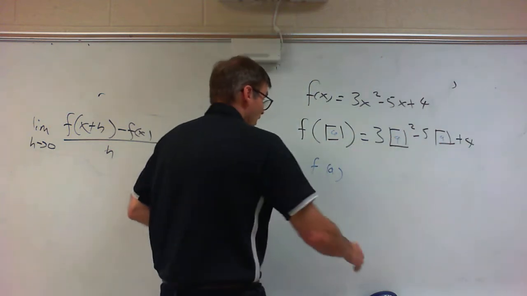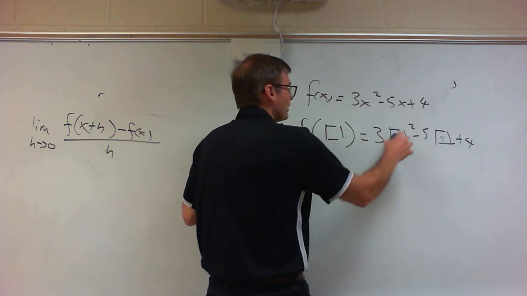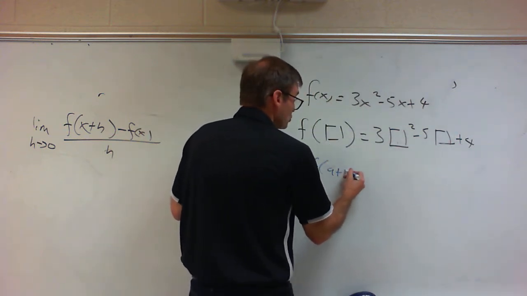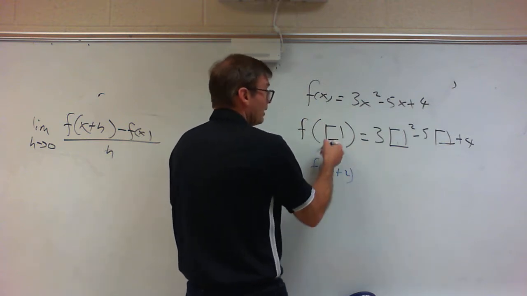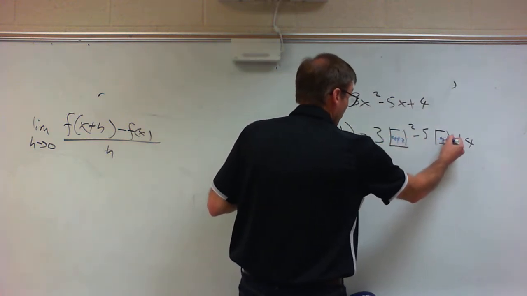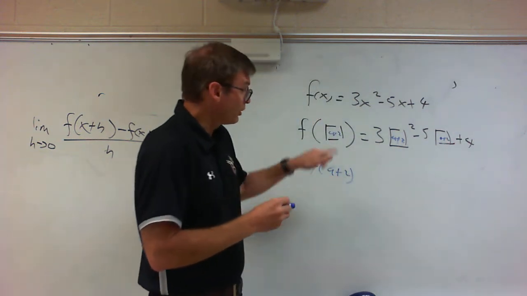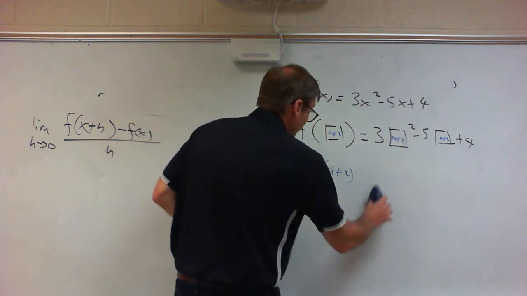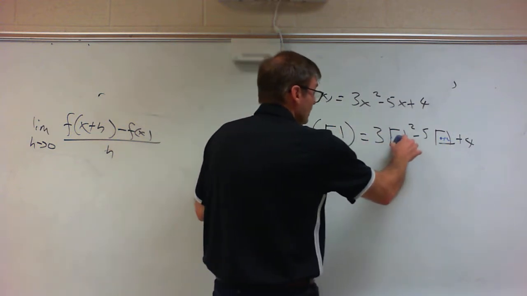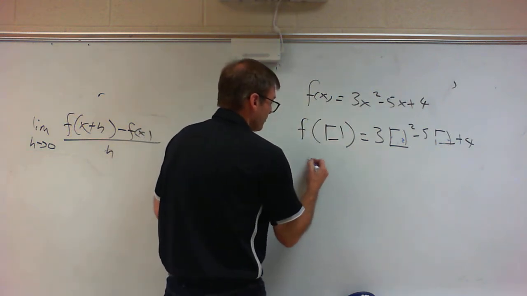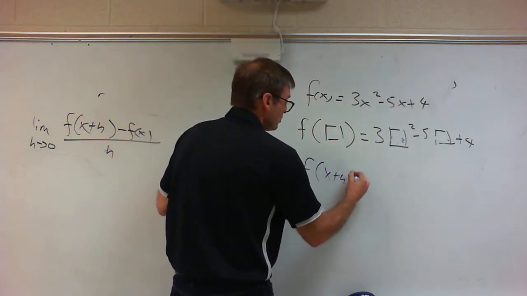Okay, that's fine, but what if it's a little more complicated? Like, what if it's f of a plus 2? Well, same thing. A plus 2 goes here, a plus 2 goes here, a plus 2 goes here. Whatever goes here goes in the magic box. And where we're going to end up with this is, what if it's f of x plus h?